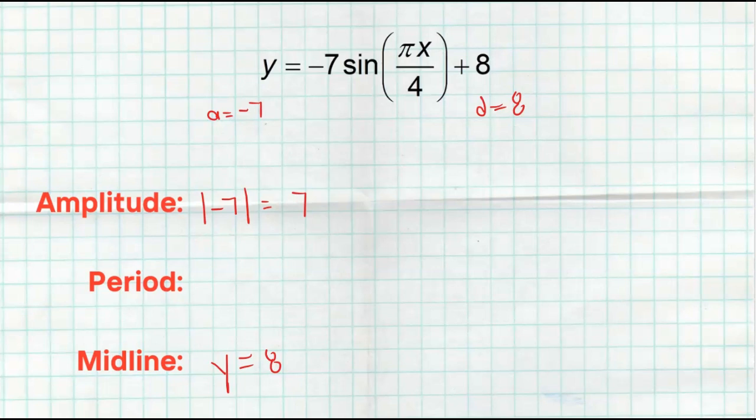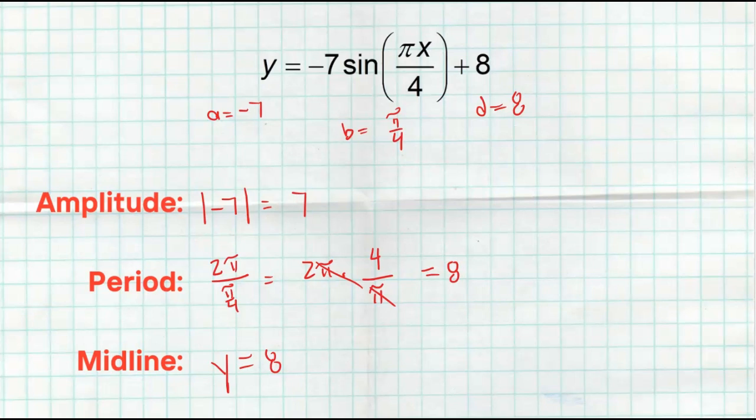And then the period, so our B value is pi over 4. Everything that's being multiplied by X. So our period is going to be 2 pi divided by pi over 4. And of course, I'm going to multiply by the reciprocal, which is 4 over pi. Pi's cancel, we get a period of 8. So it's going to be a horizontal dilation by a factor of 4 over pi. So it's definitely going to make my period bigger. Normally a period is 2 pi, 6.28-ish. Now my period is a nice solid whole number 8.